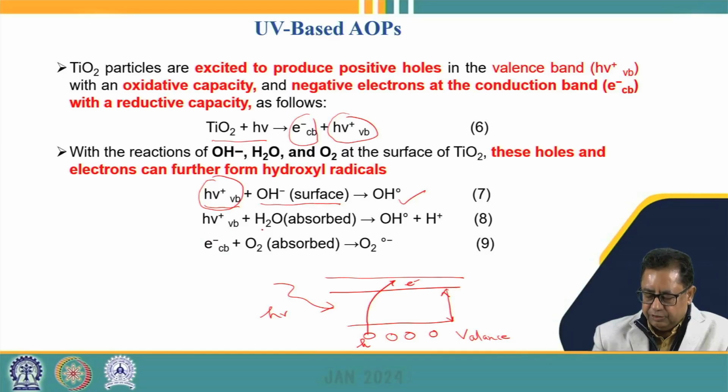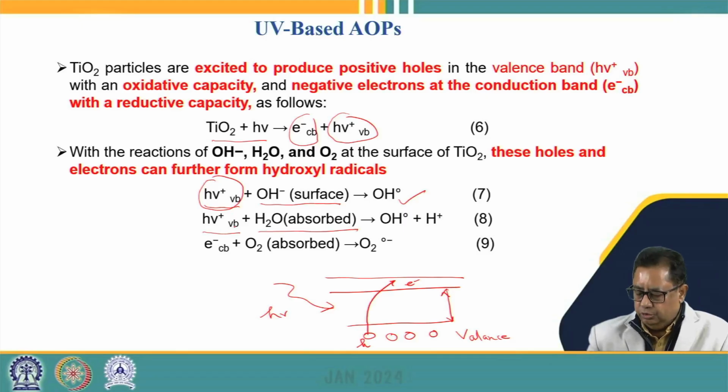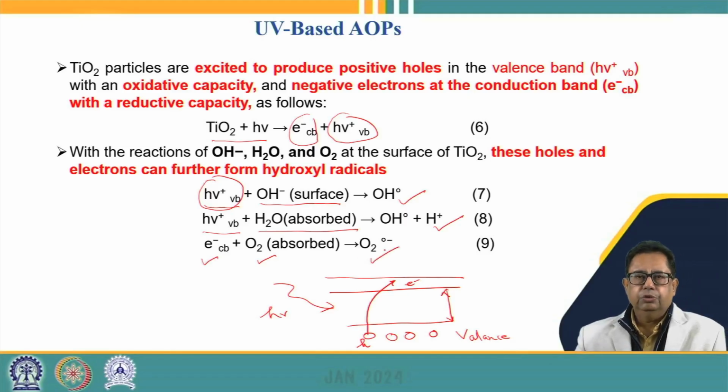Similarly, when water is adsorbed onto such a catalyst and reacts with the holes present in the valence band, it can also lead to the formation of •OH radicals. And oxygen can be adsorbed onto the conduction band, where the electrons are present, and they may result in the formation of superoxide radicals, which can also lead to the oxidation of organic compounds.